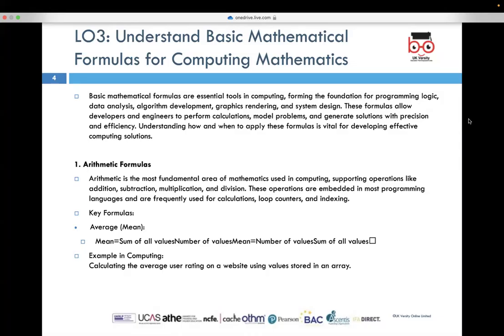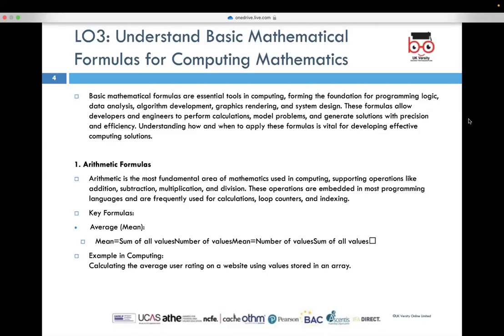Arithmetic formulas. Arithmetic is the most fundamental area of mathematics used in computing, supporting operations like addition, subtraction, multiplication, and division. These operations are embedded in most programming languages and are frequently used for calculations, loop counters, and indexing.